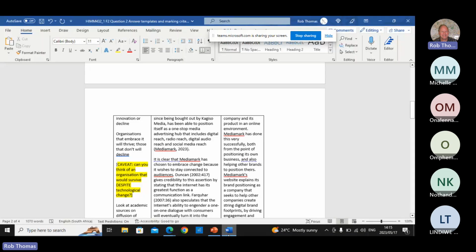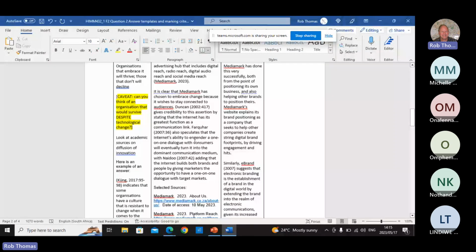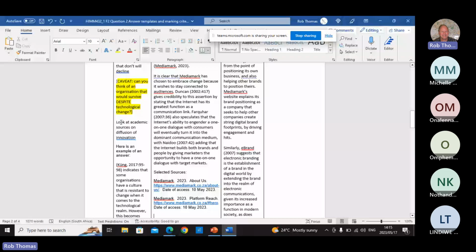Okay, but in this instance, MediaMark has chosen to do so because it's going to help them. So guys, what I said from the section over here, I'm going to highlight it also in yellow. Look at academic sources on diffusion of innovation. And here is an example of an answer. So I'm going to highlight it up to here in yellow.